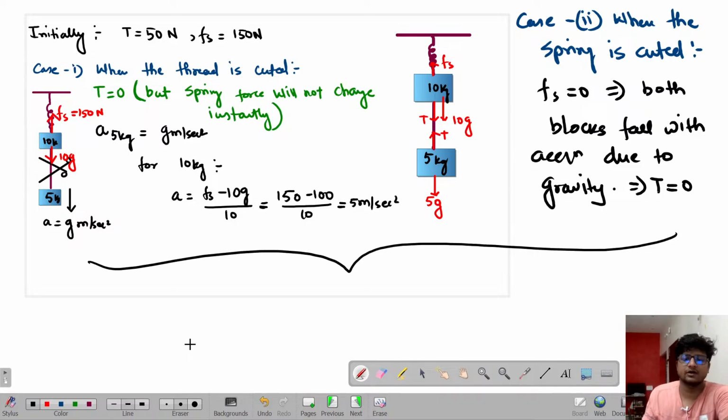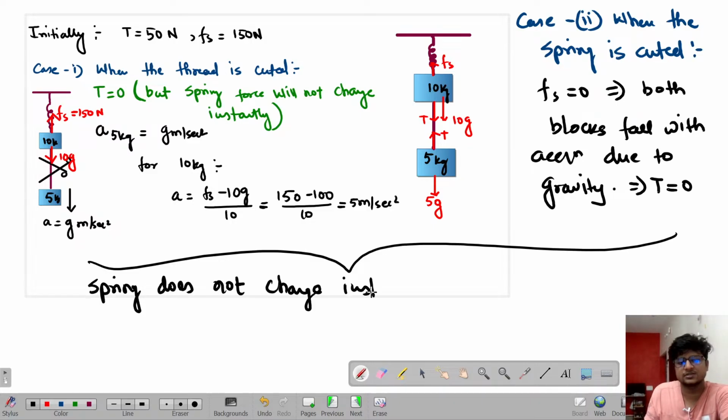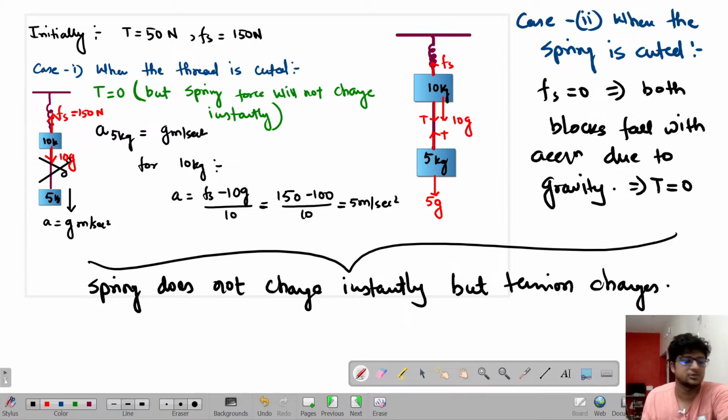So what I found out about the nature: springs do not change instantaneously, but tension changes. Say me something as well. Are you able to get me? Clear?